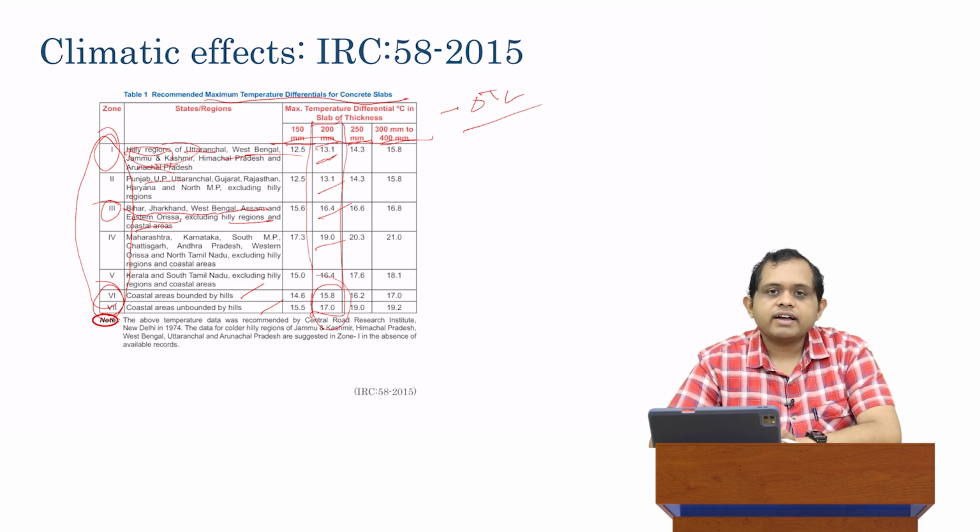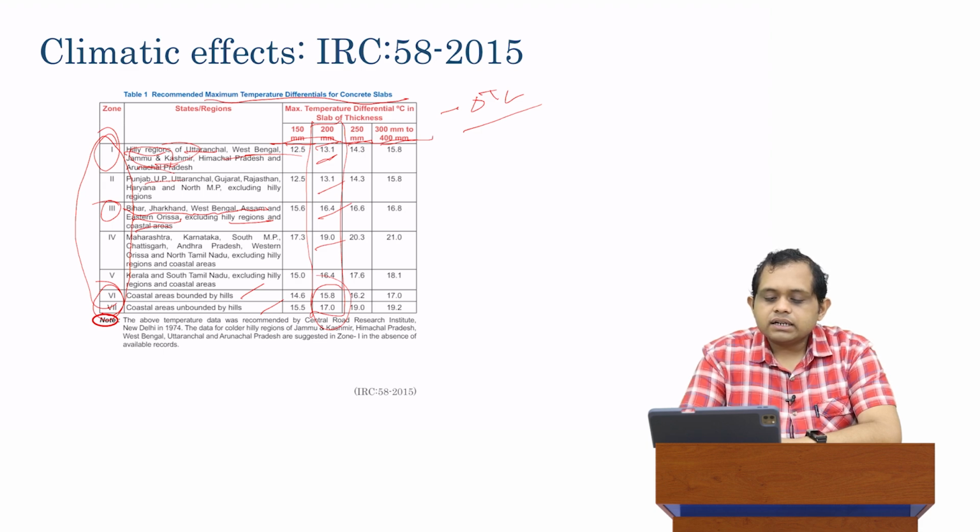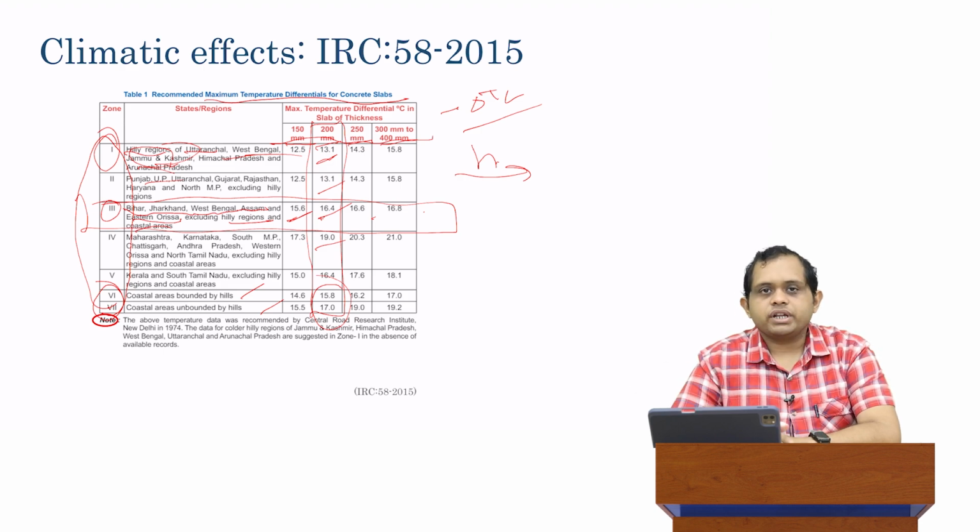If there are no hills, the value is around 17. Furthermore, as delta T increases, if we consider just zone 3, for example, as the thickness increases, the recommended temperature differential also increases. At 150 mm for zone 3, it recommends using 15.6 degrees for delta TL. And as you further increase the thickness, it goes from 15.6 to 16.4 to 16.6 to 16.8. So, the value tends to increase.